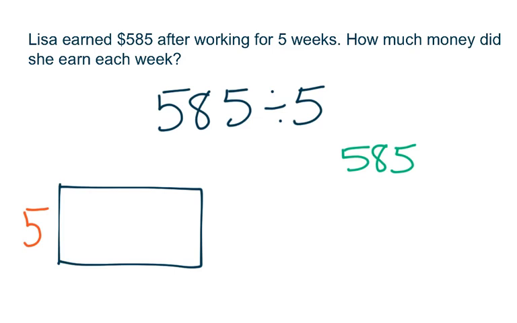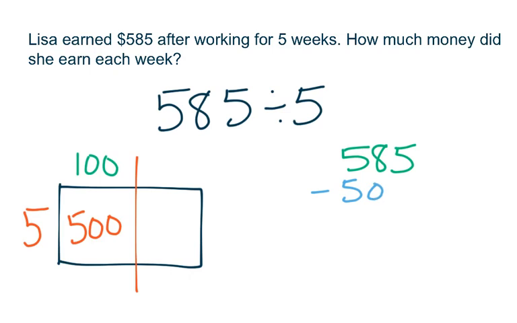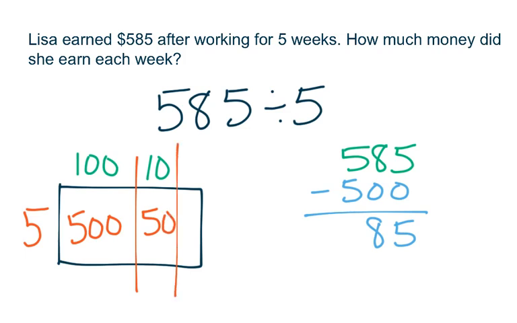Well, I know that I can multiply 5 times something to get me 500, and that's going to take a big chunk out of this. 5 times 100 gets me 500. I'm going to go ahead and subtract that 500 from my total, and I'm left with 85. Now I have to think 5 times what gets me 85. I'm not ready to jump all the way up and get rid of all of that yet, but I do know that 5 times 10 gets me 50. That's going to take another pretty big chunk out of this number. So now I'm going to subtract 50, and I'm left with 35.